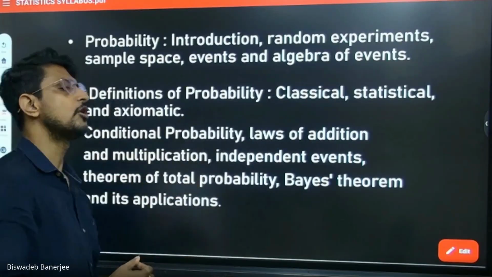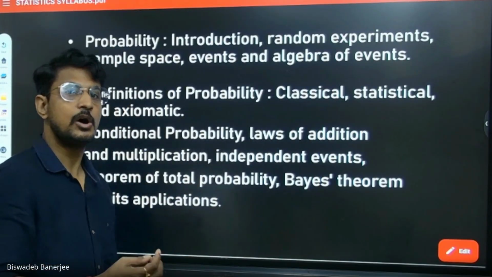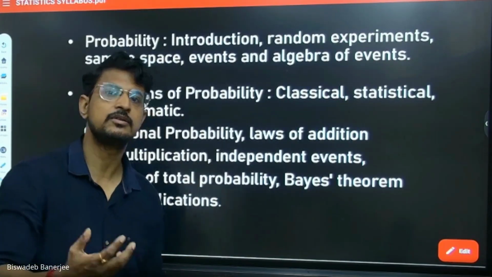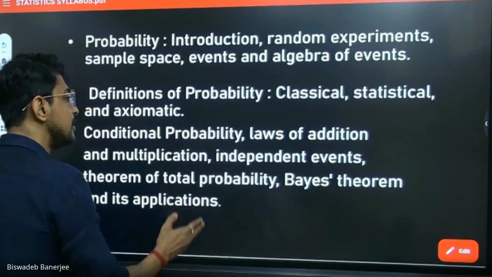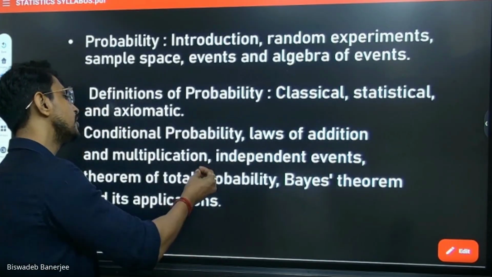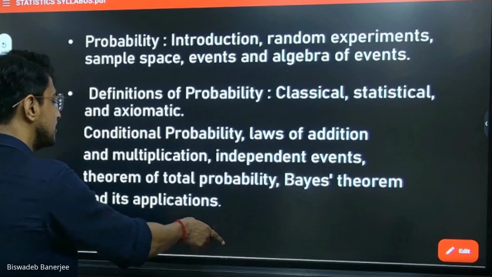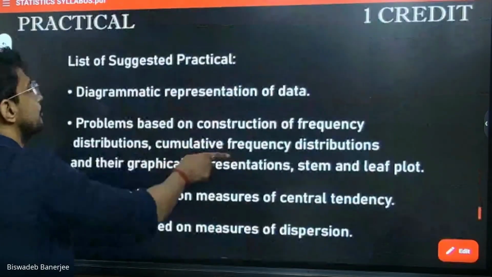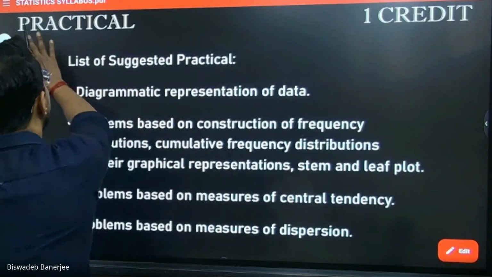So this entire portion comprises 75 marks. Now we know that our total marks is 100, so where shall we get the other 25 marks? The answer is the last portion of our statistics part, which is practical.